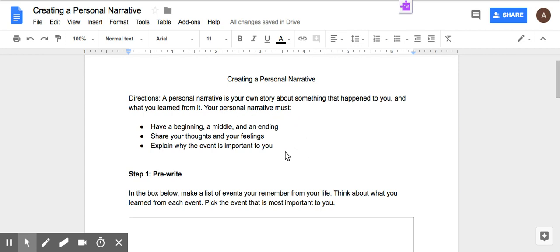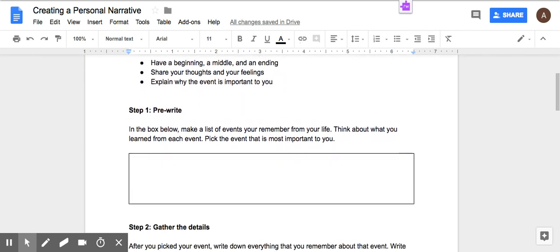Important for you to know, you're going to be graded on these 3 points. Your personal narrative must have a beginning, middle, and an ending. It must share your thoughts and your feelings, and it must explain why what happened is important to you, what lesson you learned from it, if it was about honesty, about kindness, or generosity. Those are the 3 things that your personal narrative must have.